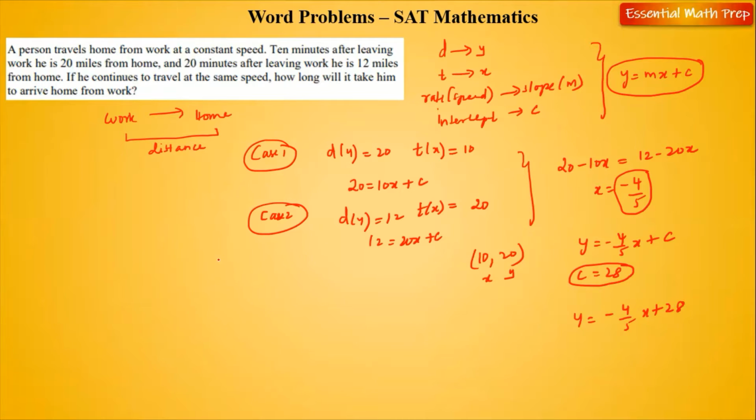The question is asking, how long will it take for this person to get home? That means his distance is 0 now. So 0 equals negative 4/5 x plus 28. Solve for x, which is 35 minutes. That means it will take him 35 minutes to get from work to home.